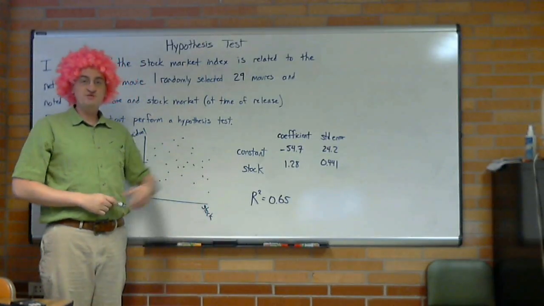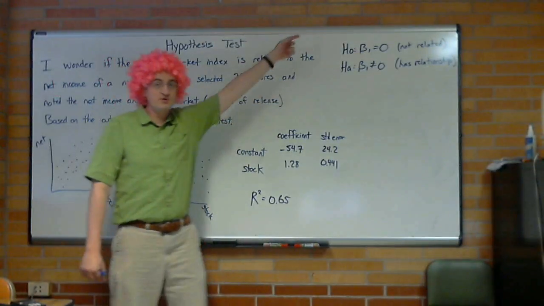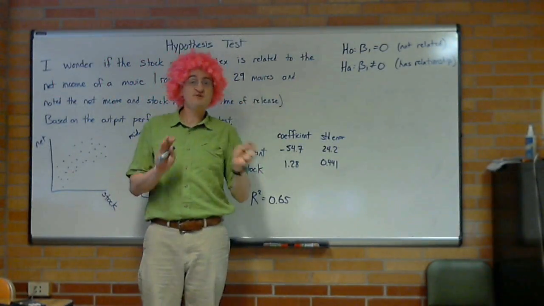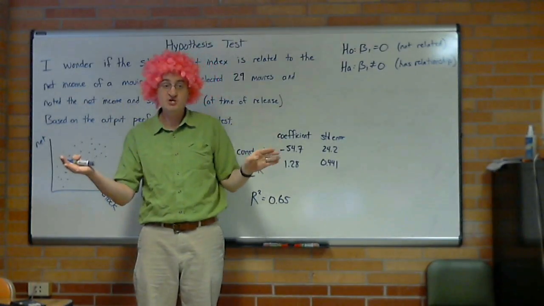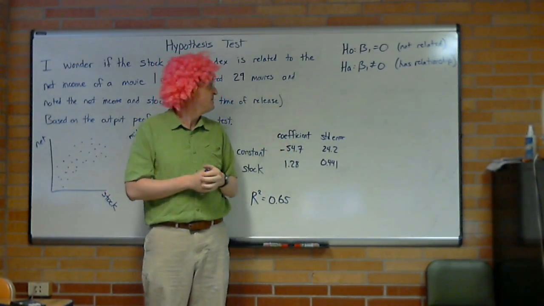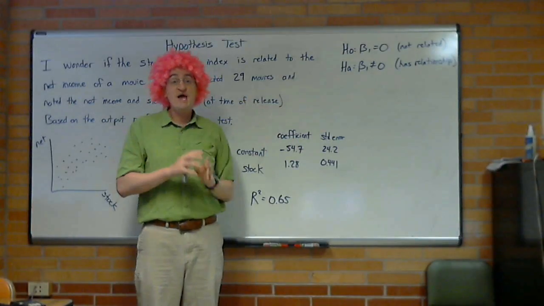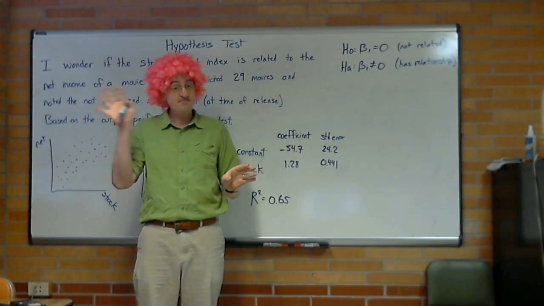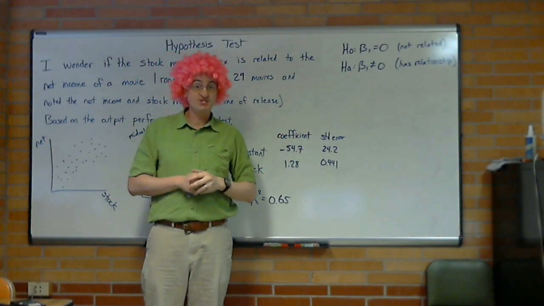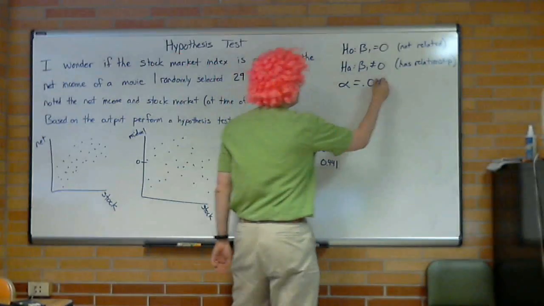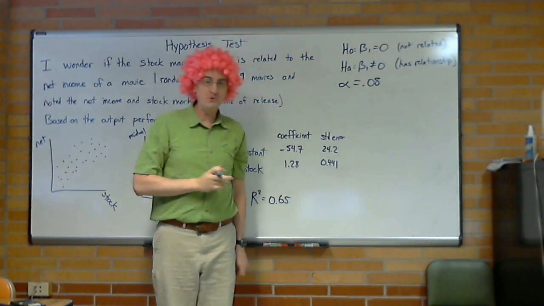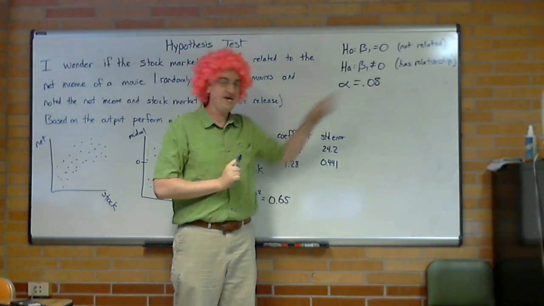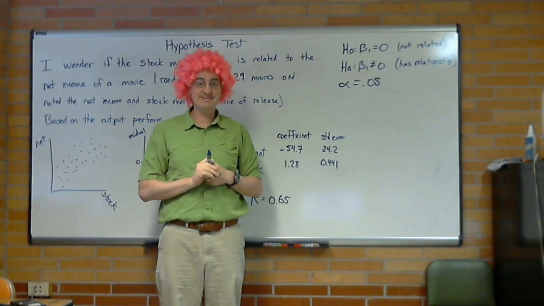So let's start with our null and alternative. Our null says the slope is 0, which means there is no relationship between the stock market and the net value of a movie. Alternative would be the opposite. Any relationship. We're not saying a particular direction for that relationship yet. I am going to do an alpha of 0.08. Why? Because an 8 looks like a piggy snout.